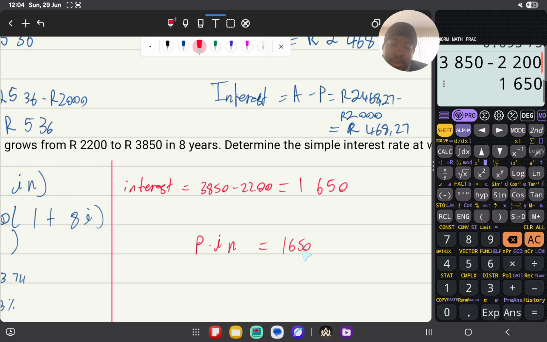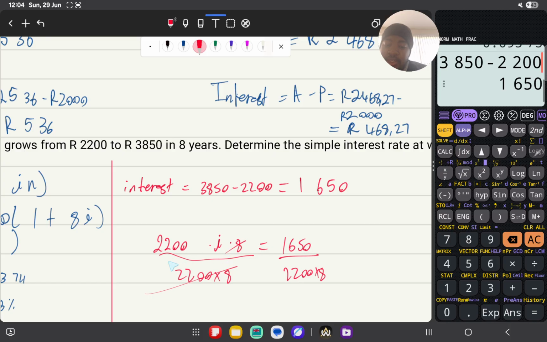So we have 1650, and of course here you have 2200, and of course here you have 8, right? So I can say divide by 2200, multiply by 8. I don't know, I'm just testing this to see if it works or not. Times 8.